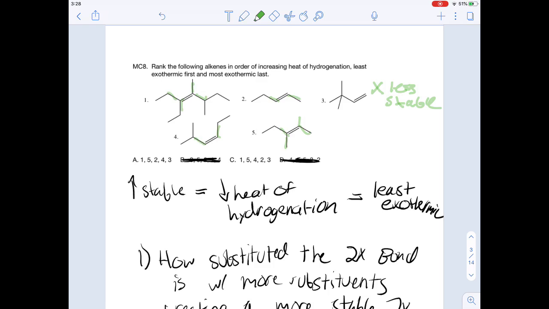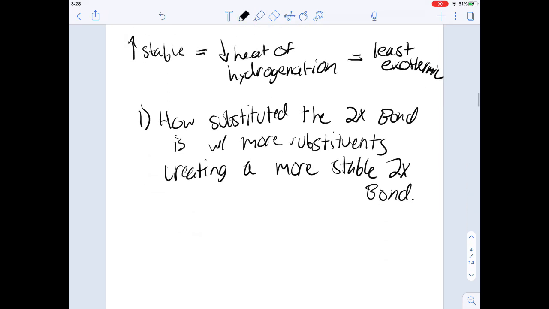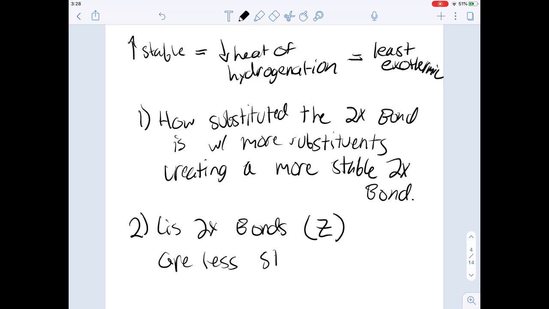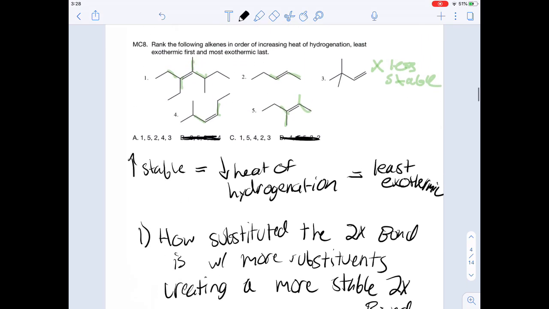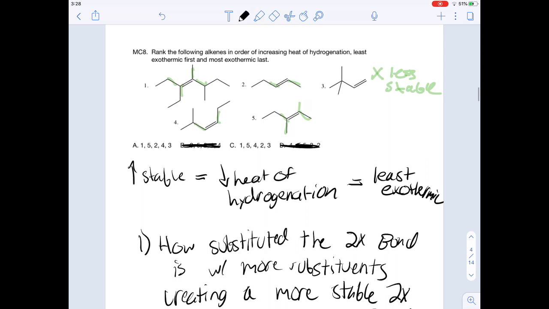So what they're trying to get at here is they want you to be able to compare cis and trans double bonds. So cis double bonds or Z double bonds are less stable than E or trans double bonds. Now, that being said, we can go back and we can see that since 2 is trans, it's going to be more stable and have a lower heat of hydrogenation than 4. So the answer to multiple choice 8 is going to be C.